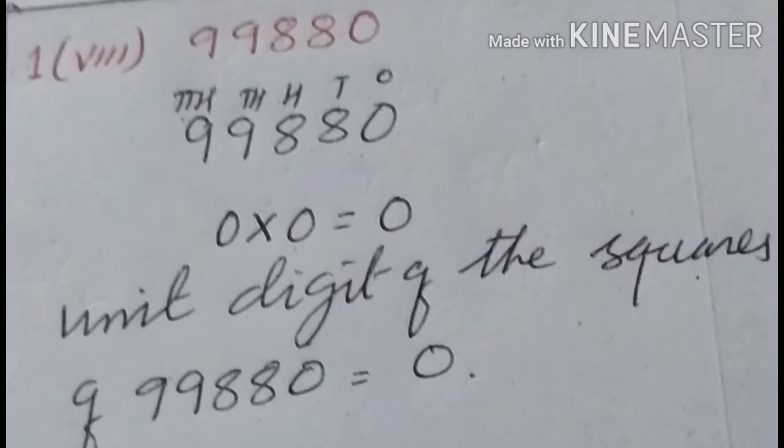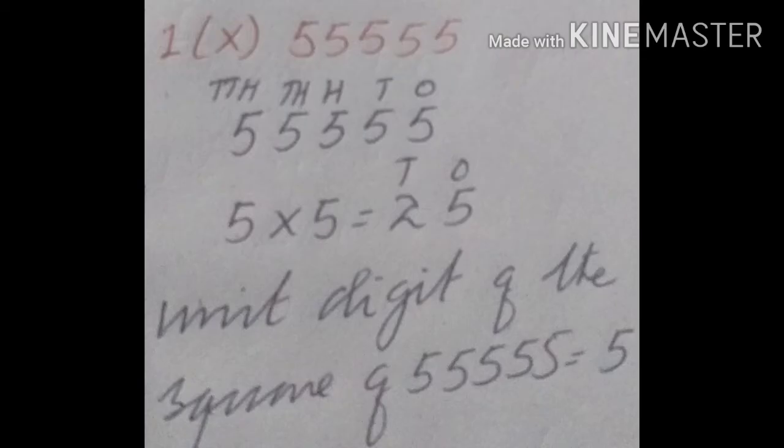Question number 10. 55555. That means a 5 digit number. Now here also the same thing. Write down the place value: ones, tens, hundreds, thousands and ten thousands. Now identify the ones digit, which is 5. Now to find its square, multiply with the same number. 5 into 5 equals 25. Now just look here. In the answers of the above two questions, it was a single digit. We can easily write down the ones place digit.